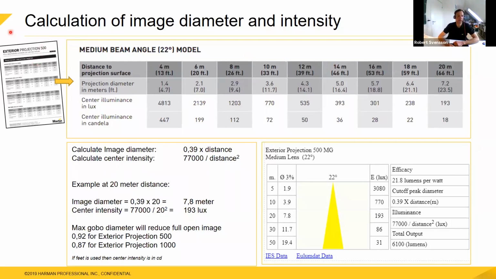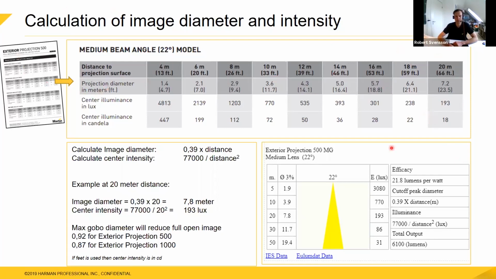In this case, I took the Xteo Projection 500 and I selected the medium beam angle, which is 22 degrees. And now I get this little table here. I can look at it in meters or in feet, and then I get the result in lux or in candela. And of course, I also get the projection diameter in meters and feet. So if I want to project at 20 meters, I will have a projected diameter of my gobo of 7.2 meters on the building, and I will have a center illuminance of 193 lux. That gives me a pretty good idea of what I can expect. That would be one method.